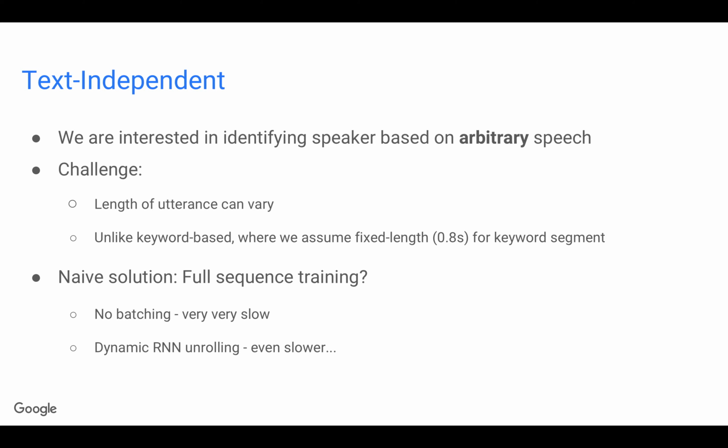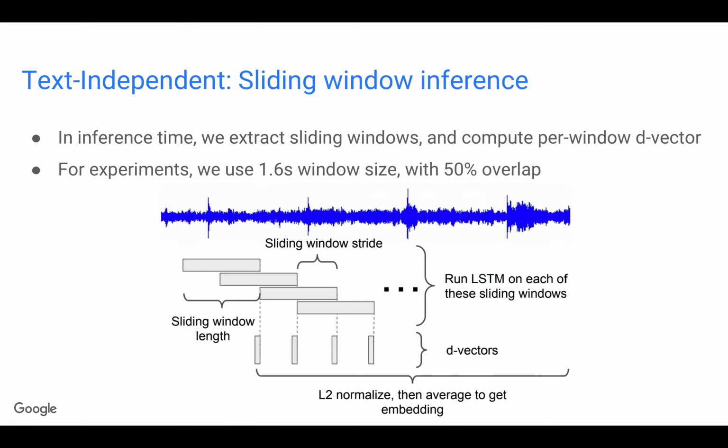The naive solution to text-independent is full sequence training. However, if we do full sequence training, because the length of the utterance can vary, there will be no batching, which means it's going to be very, very slow. And we also need to dynamically unroll the RNN network, which makes it even slower. So that's why we are proposing sliding window inference for text-independent speaker verification.